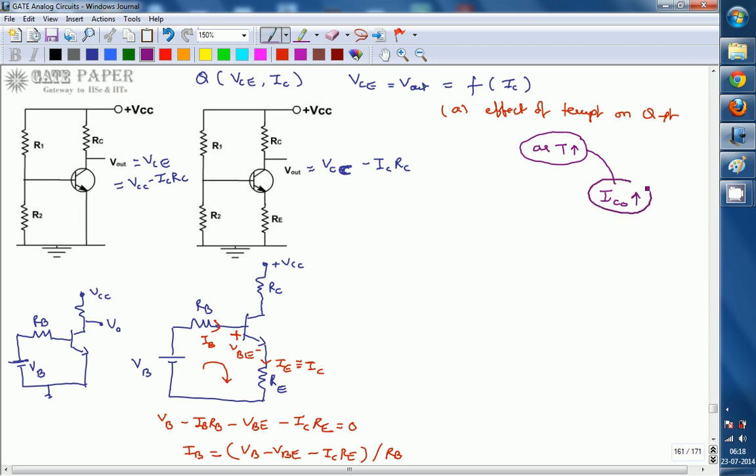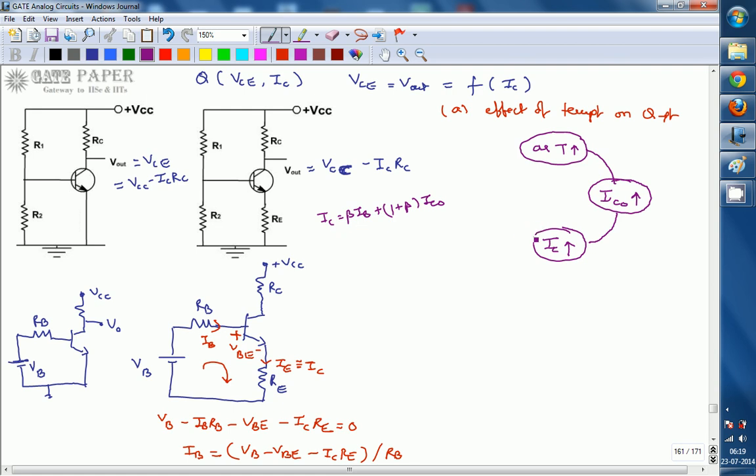Reverse saturation current is due to minority carriers, which only depend on temperature or other external energy excitation like light. So IC0 increases. Whenever IC0 increases, IC increases, because we know the equation of IC is equal to beta IB plus (1 plus beta) times IC0. This is the general equation of collector current in common emitter mode. So from this, if IC0 increases, IC also increases.